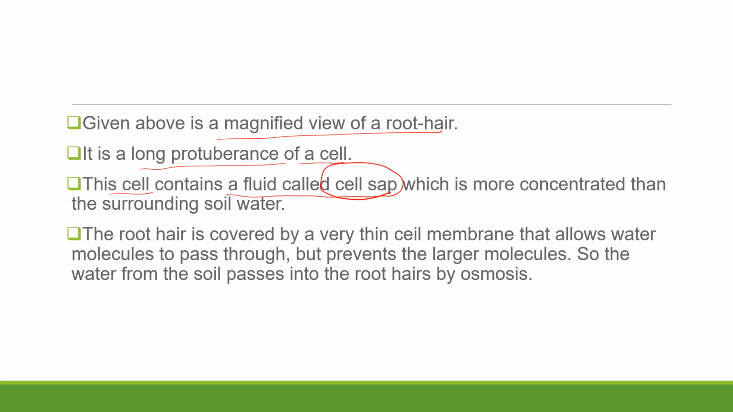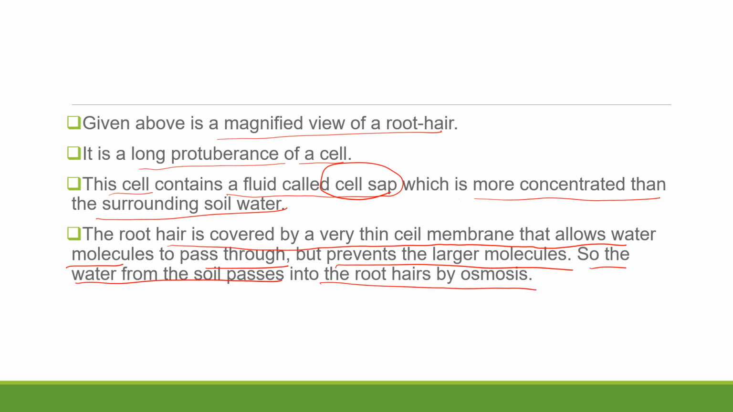So inside the cell there is cell sap, which is more concentrated than the surrounding soil water. So the soil water will move from the soil into the cell, because there is a concentration difference. Outside the concentration is less and inside it is more. So from lower to higher concentration it will move through a semi-permeable membrane. This is osmosis. The root hair is covered by a thin cell membrane that allows water molecules to pass through but prevents the larger molecules. So the water from the soil passes into the root hairs by osmosis, right?